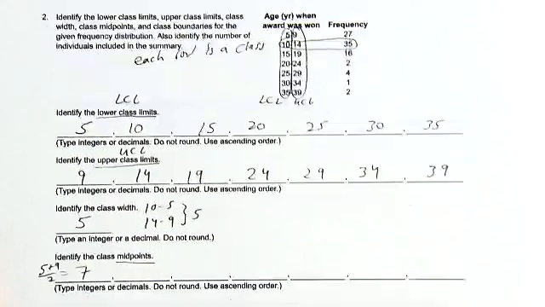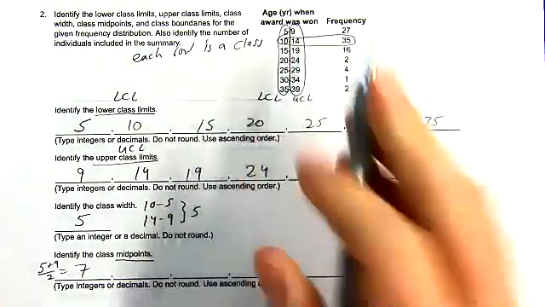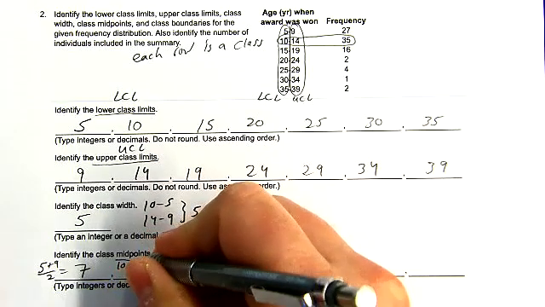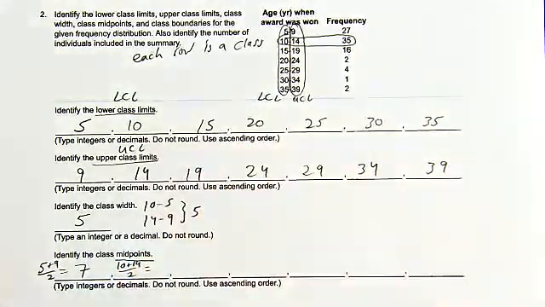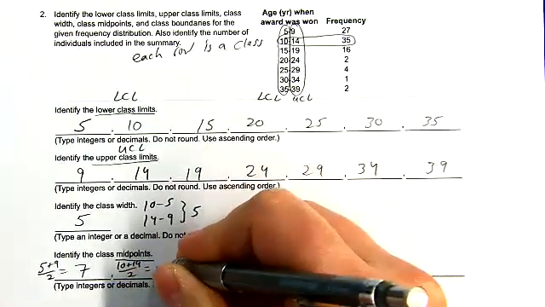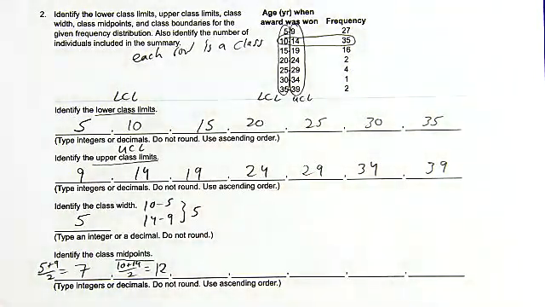Then do the next one, 10 and 14. Take 10 plus 14, divide by 2, and you should get 12. Beautiful. So you can save yourself a lot of work by saying, oh, by the way, these also go up by 5. So calculate 1, get it right.